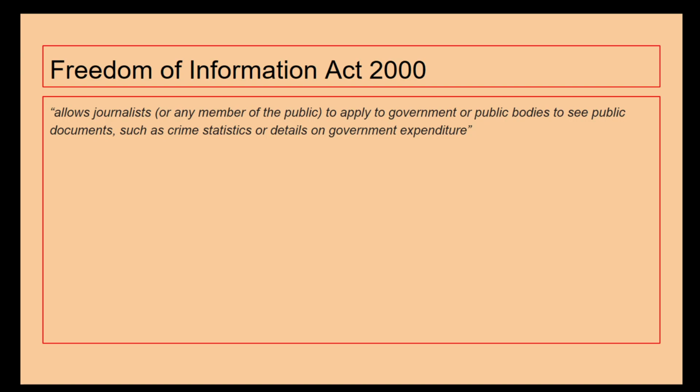Requests under the Freedom of Information Act can range from anything to any government body. If there's some form of data and it is in the public interest for that data to be released, this is where the Freedom of Information Act comes into play.